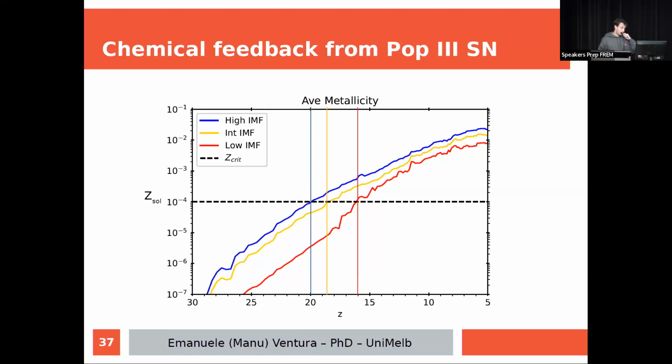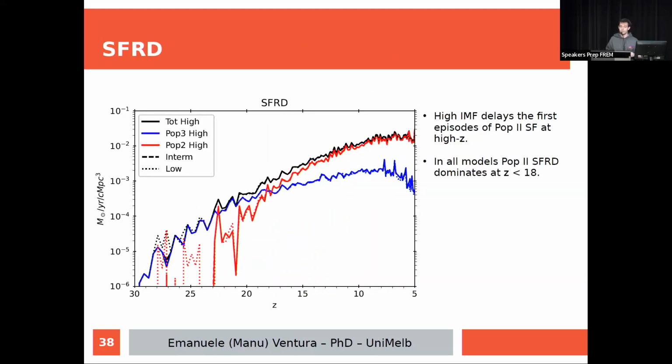Another example of the importance of the initial mass of POP3 stars is given by the star formation rate density. Here I'm showing the star formation rate density in units of solar mass per year per comoving megaparsec cubed as a function of redshift. I'm showing the total star formation rate density with the black line, and the POP3 and POP2 ones with blue and red lines. The impact of the different IMFs is highlighted using different line styles. The solid line is the high IMF, the dashed line is the intermediate one, and the dotted one is the low IMF. Looking at this plot, you can see that there is not much difference.